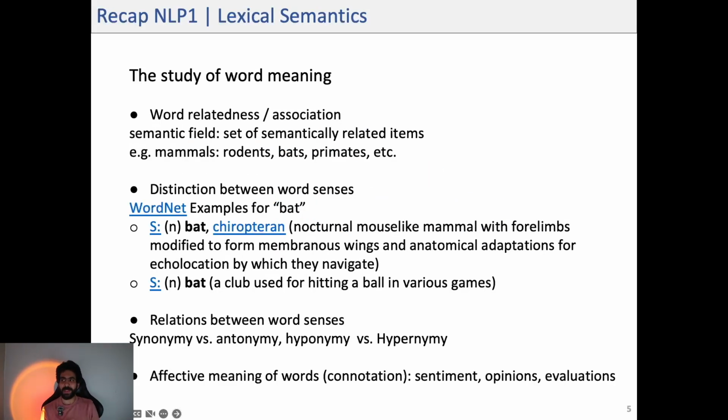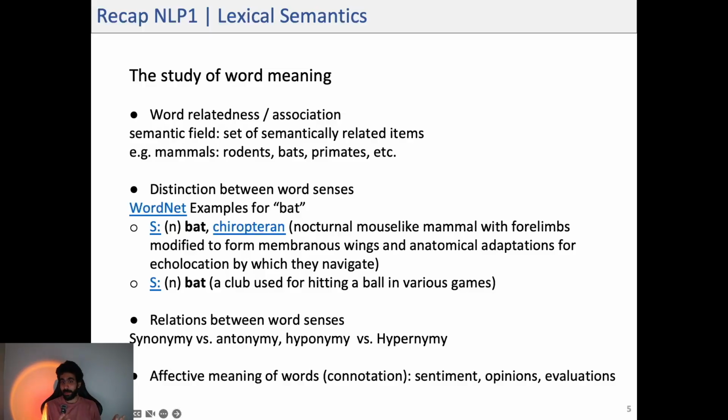Let's start by going back to something familiar from NLP 1, lexical semantics, which is just the study of word meanings. First, we look at how words are related. Words that belong to the same category often show up together. This is called a semantic field. For example, if we say mammals, we're usually talking about things like bats, rodents, primates, which are all semantically related. Second, words can also have different meanings or senses.